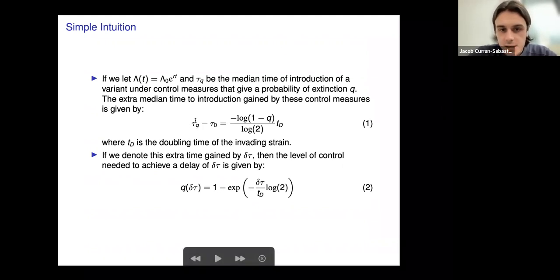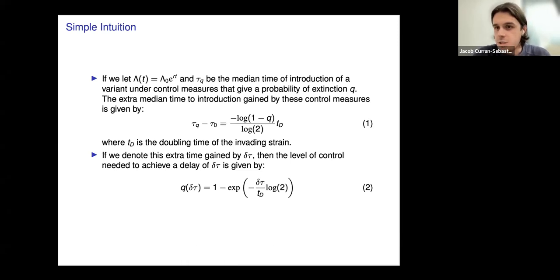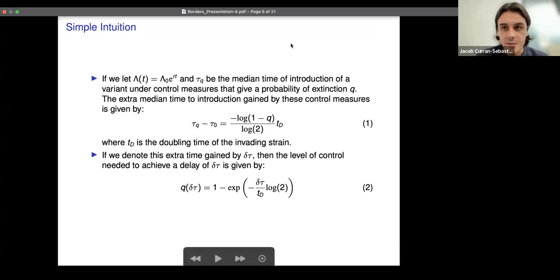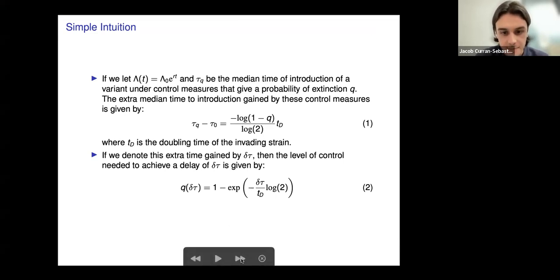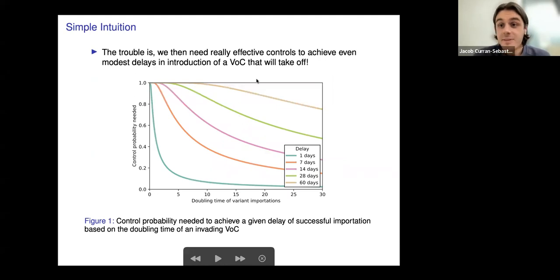So if we denote this interval, tau q minus tau 0, by delta tau and rearrange, then we obtain an expression for the level of control needed in order to achieve a given delay. So this is their simple intuition, and it provides us a nice expression for the control probability. So we can plot that for different realistic parameters.